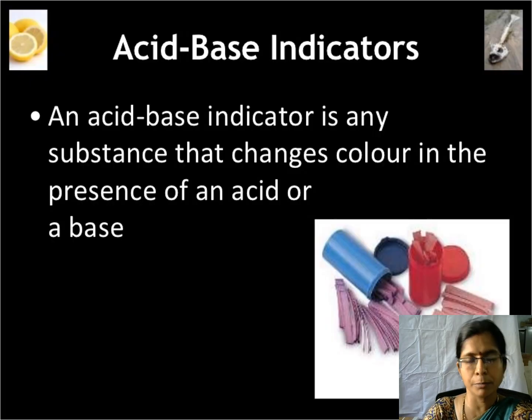These substances, it may be a litmus paper or methyl orange solution or a phenolphthalein, are indicating whether a substance is an acid or a base. So they can be called acid-base indicators. So what are called acid-base indicators? Methyl orange solution, phenolphthalein, litmus paper can be used as acid-base indicators. Now how can we define these indicators? An acid-base indicator is any substance that changes color in the presence of an acid or a base.